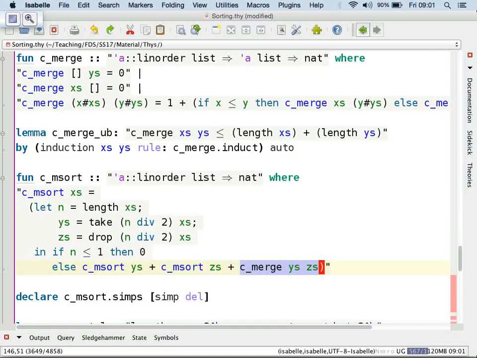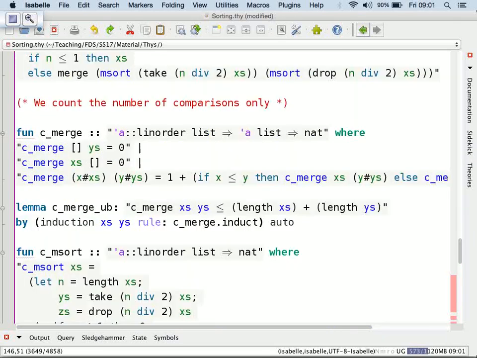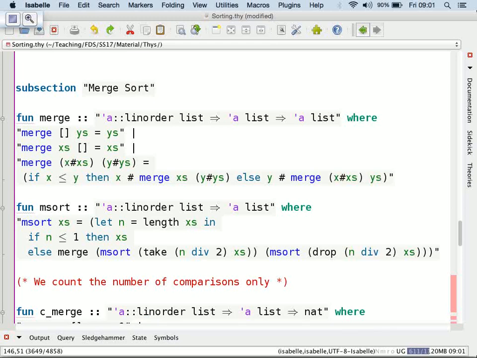This is wrong. Oh, right, there's a 1 missing because we have at least this comparison here. No, hang on, there's no 1 missing.